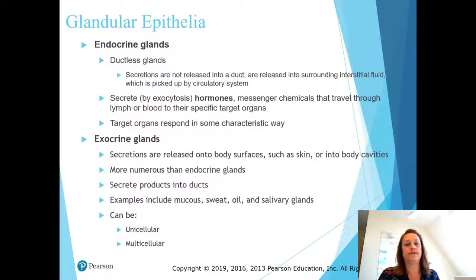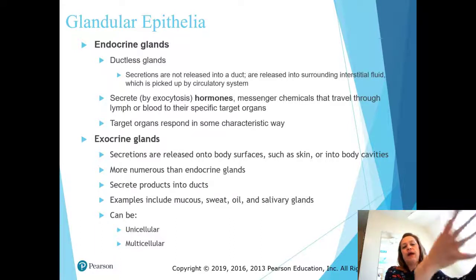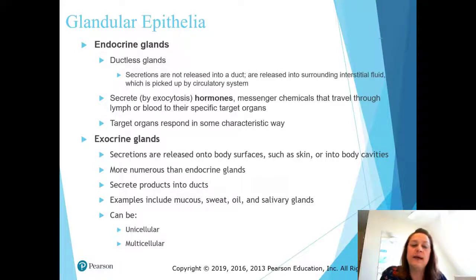And we will further define endocrine glands. Endocrine glands are going to be ductless. They're going to secrete by exocytosis, which we just talked about in chapter 3. We're going to create the secretion, push that vesicle to the membrane, and then expose it outside the cell by using exocytosis. Exocrine glands are going to secrete onto the body surface or into a body cavity. We have way more exocrine glands than we do endocrine, but they're usually really tiny. Mucus, sweat, oil, and salivary glands are all examples of our exocrine glands.